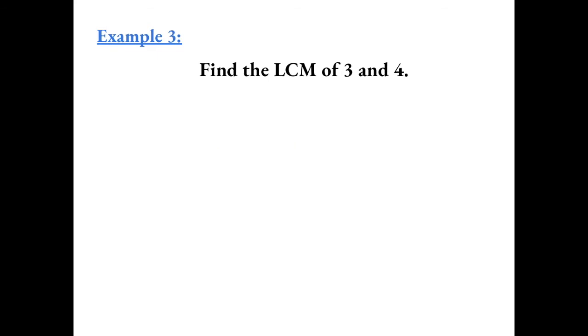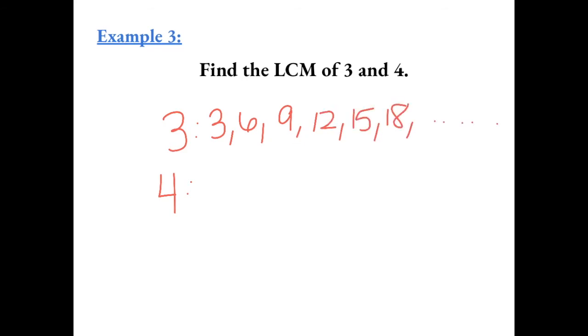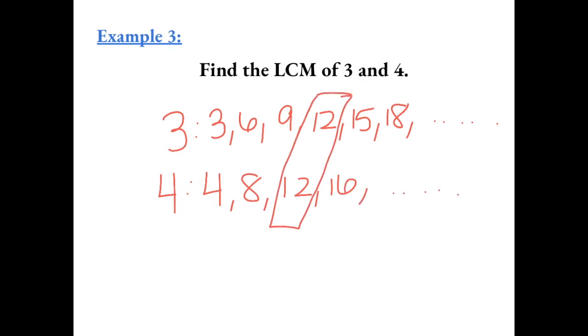Another way we can do this is using a list. If we make a list of multiples of 3 and multiples of 4, we'd have for 3: 3, 6, 9, 12, 15, 18, and it'll continue on. Multiples of 4 would be 4, 8, 12, 16, and so on. The least common multiple between both numbers would be 12.